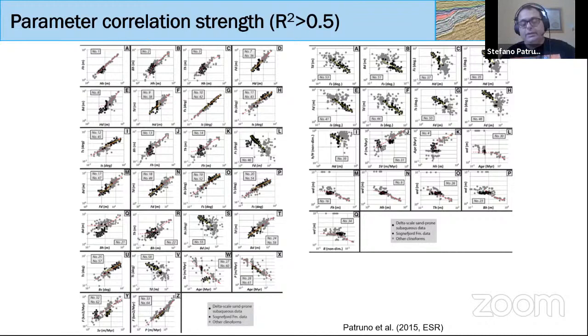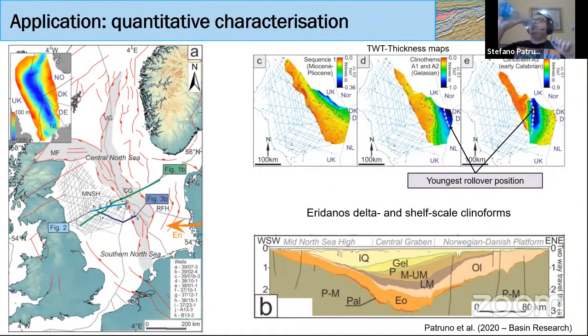Okay, let's see an example of application of this quantitative characterization. So now we have all these parameters that have been characterized quantitatively with the spread of values. Can we use them, for example, to interpret other clinoforms that are not part of the data set? And this is what we tried to do with this latest publication last year on Basin Research. This was a publication on the North Sea, looking at the Eridanos system.